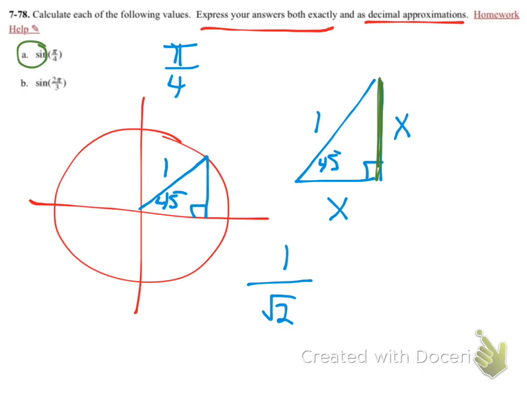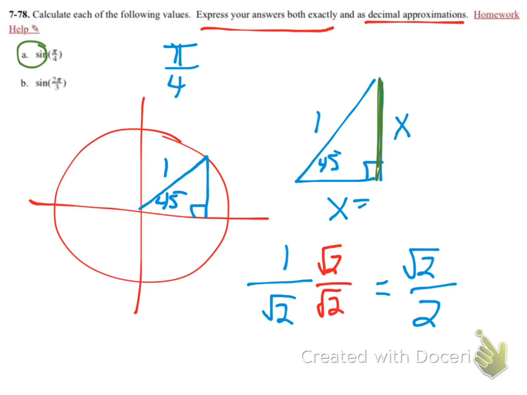Now, in order to rationalize the denominator, which means get the radical out of the denominator, I need to multiply by square root of 2 over square root of 2. And square root of 2 over square root of 2 just equals 1. So I'm not changing the problem, I'm just changing the way it looks. And now I multiply my fractions straight across, so my numerator is 1 times the square root of 2. And my denominator is square root of 2 times square root of 2, which is 2.